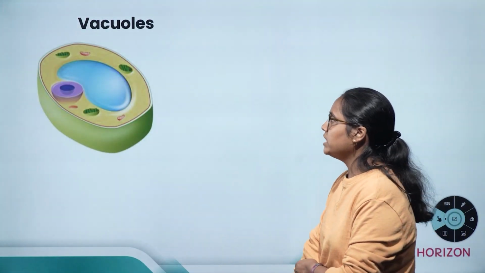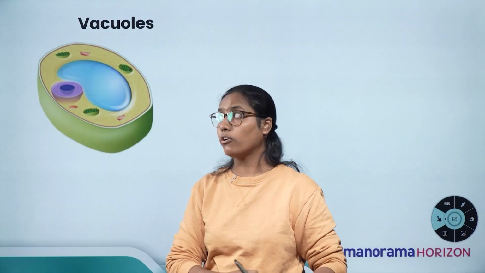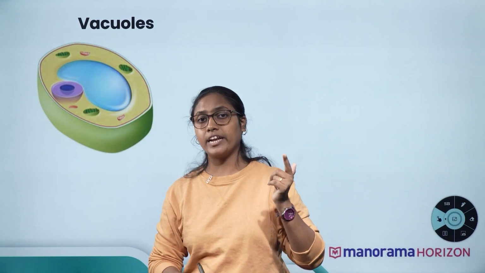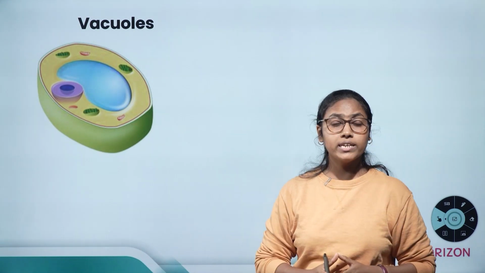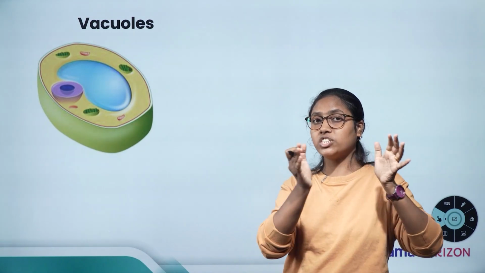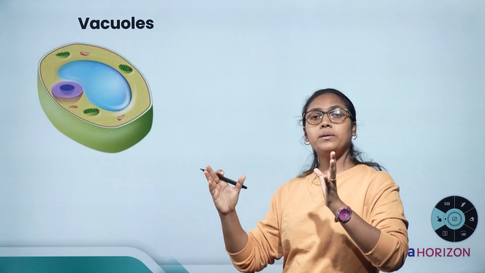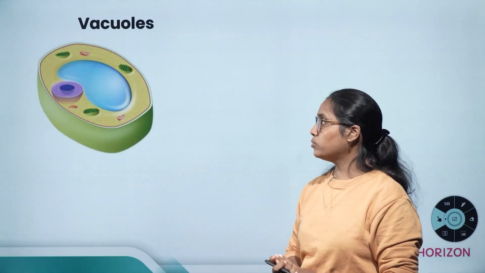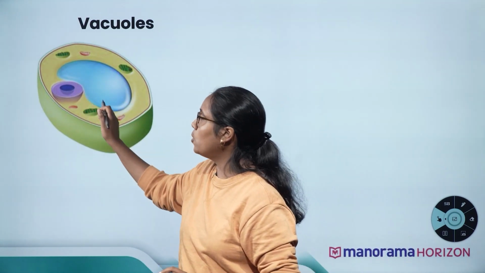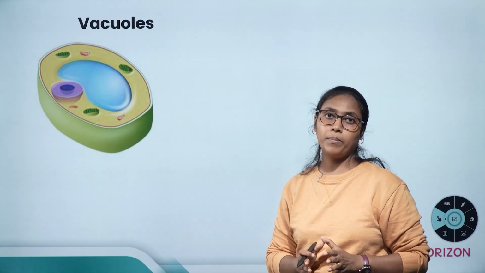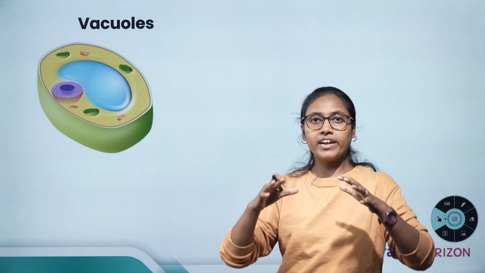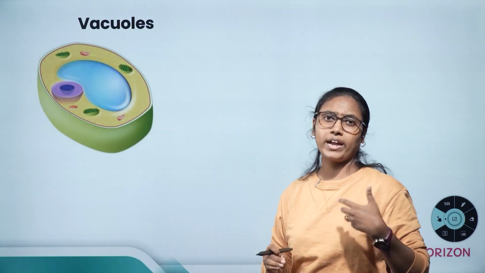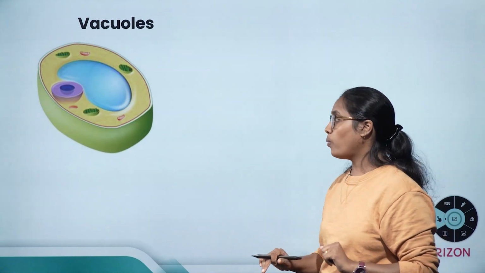Now next we'll see the last cell organelle, that is vacuole. As I told you when I was talking about the nucleus, the plant's nucleus is shifted to the periphery, whereas the animal nucleus is seen at the center. The plant's nucleus is shifted to the periphery due to the big vacuole present in the plant. In plants you will find a large vacuole, whereas in animals you will find very small vacuoles, or sometimes no vacuole at all.